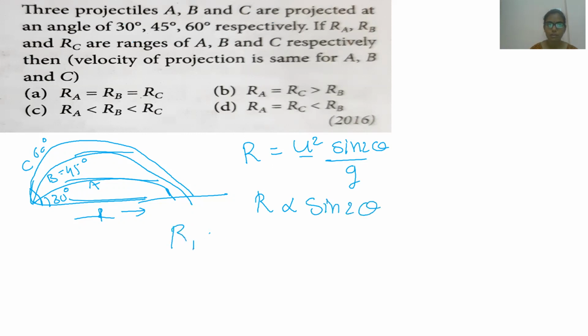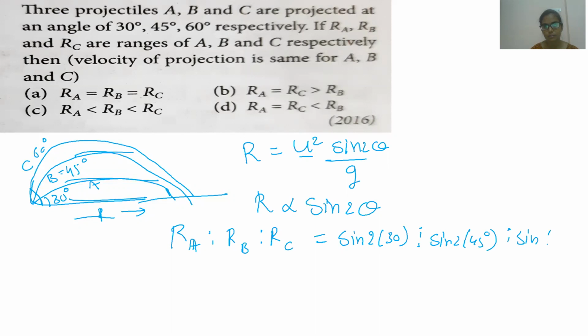So we can write, we need to find RA is to RB is to RC, that is equal to what? Sine of 2 into 30 degrees for the first angle, is to sine of 2 into 45 degrees for the second angle, is to sine of 2 into 60 degrees. Just multiply this. What will you get? Sine 60 degrees, sine of 90 degrees, and sine of 120 degrees. Now your task is to find the sine values.